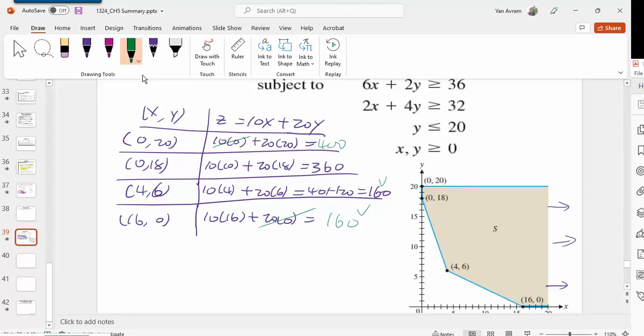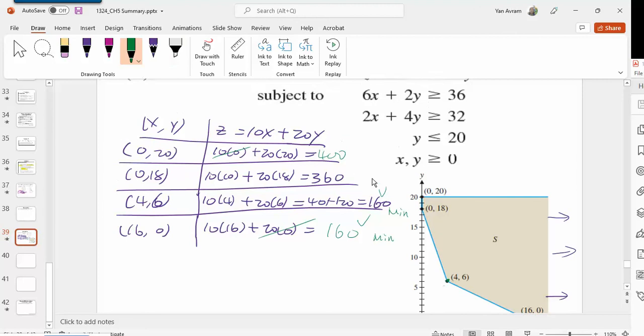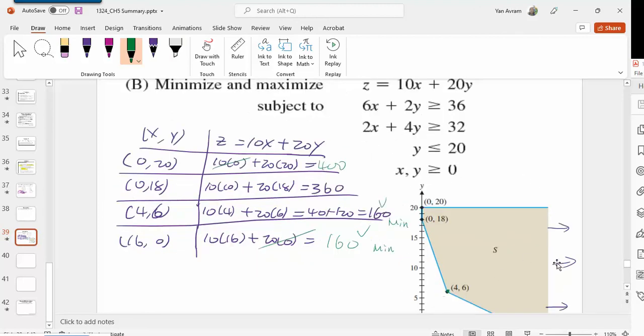All right, so if we look at this one right here, we have 160, 160. This is the minimum value. So this one is the minimum for z, 160. The 4 and 6, 16 and 0, this is also a minimum value. So these two are the minimum value. Okay, these are the minimum value for z, and there's no maximum value because this can keep going on and on forever in here.